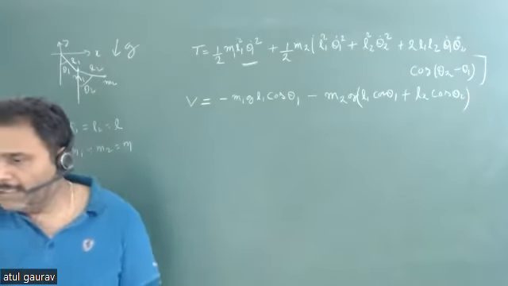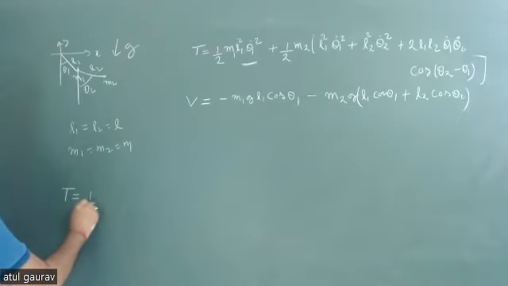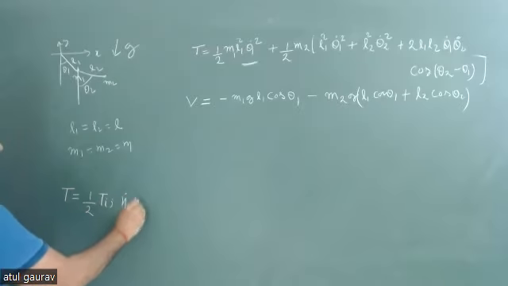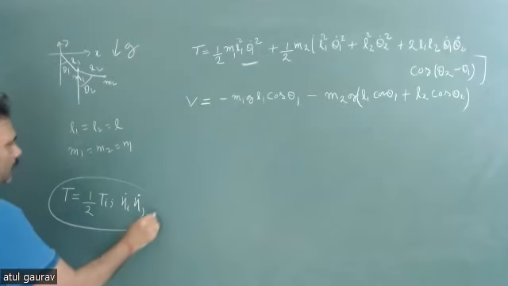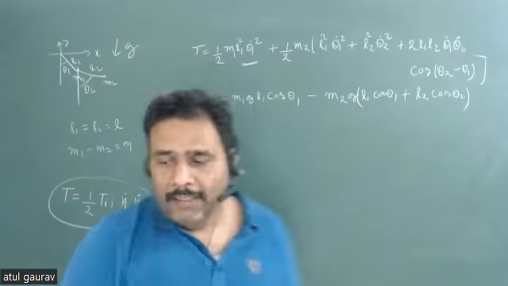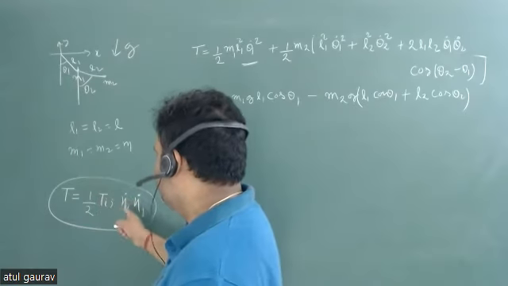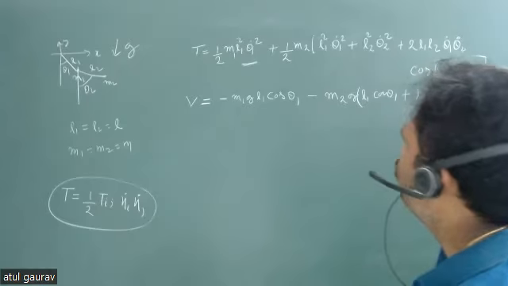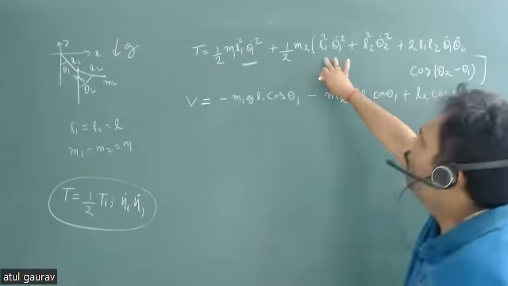Because what is the kinetic energy? The kinetic energy is half Tij eta i dot eta j dot. Tij is nothing but the coefficient of eta i dot eta j dot. So you have to be very careful about this one. So yes, it is in this form. Yes, I agree with this. Are you people happy with this one?